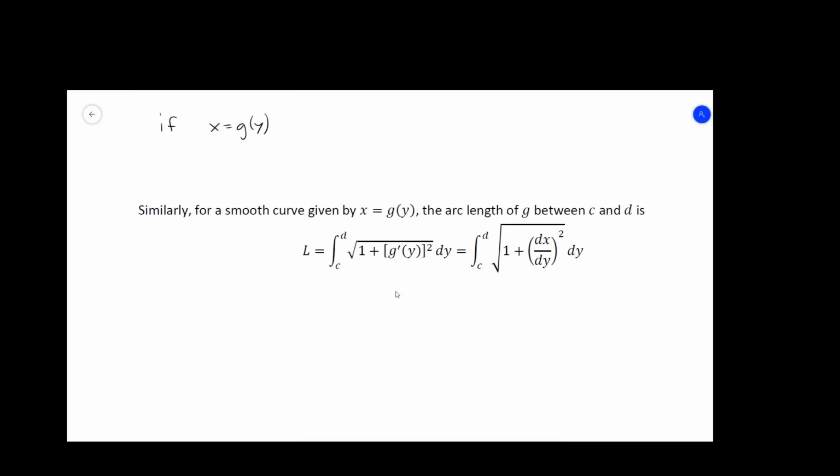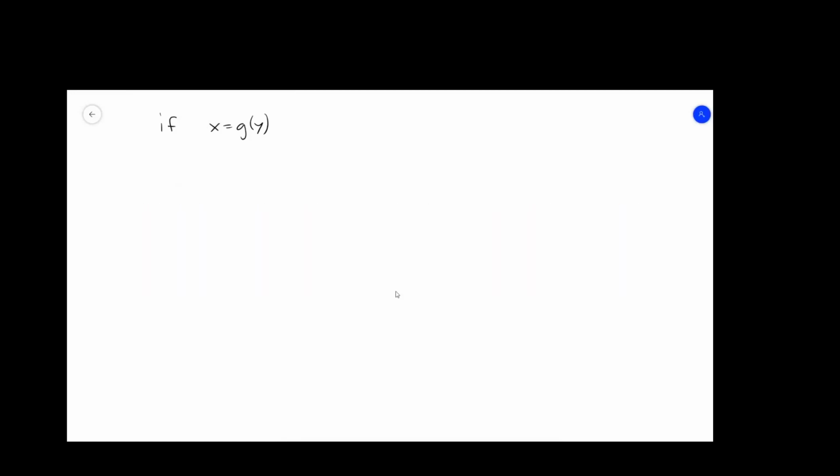You can see it at the top there, right? It says for a smooth curve given by x equals g of y, the arc length is basically the identical formula, except instead of dy/dx, it's dx/dy. And also at the very end, you've got a dy instead of a dx. So all that's saying is that if you have a function defined in this way, you take the derivative dx/dy and integrate with respect to y instead of x. So that's the difference. And that's exactly what's happening in example 2 here.